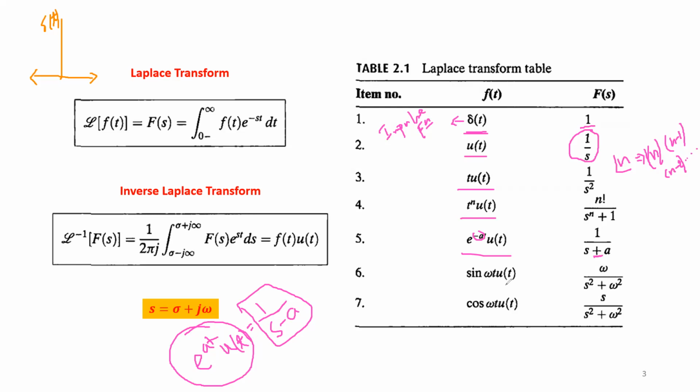Maths are coming. And see, sine omega t u(t) gives omega over s square plus omega square. And cos omega t u(t) gives s over s square plus omega square.